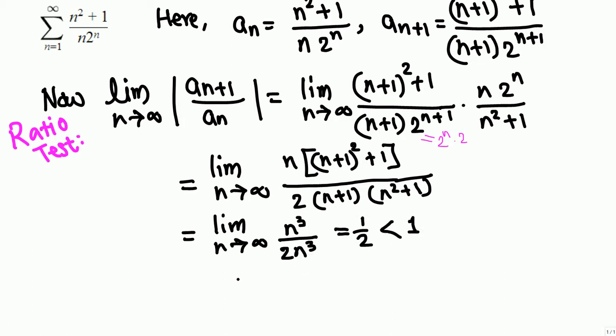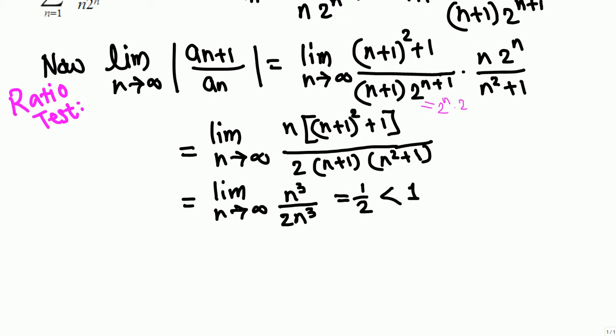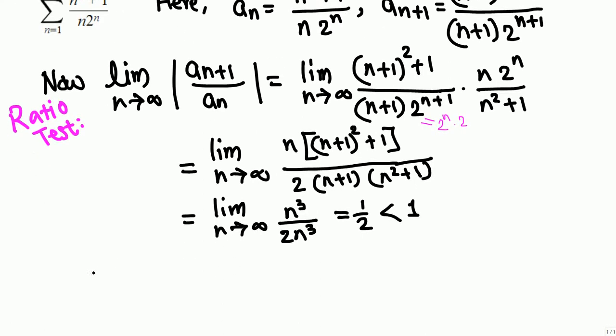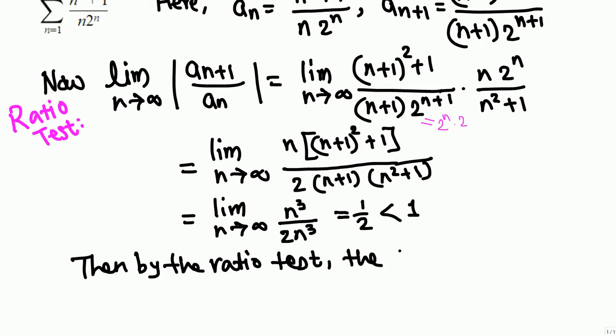Then by the ratio test, the series converges absolutely, but this is all positive, so it converges. Okay, then by the ratio test, because this limit is less than 1, the series converges.